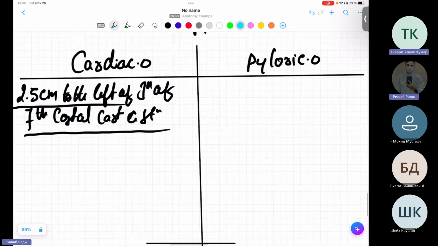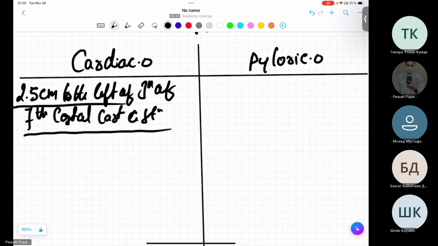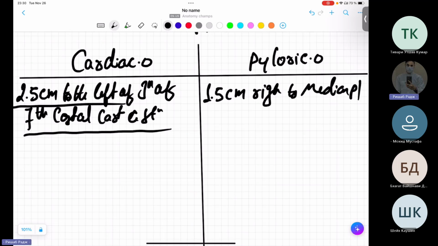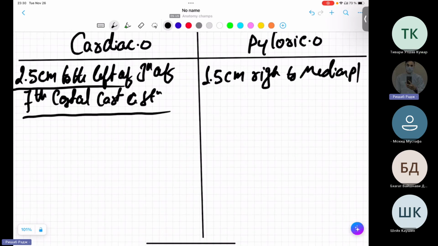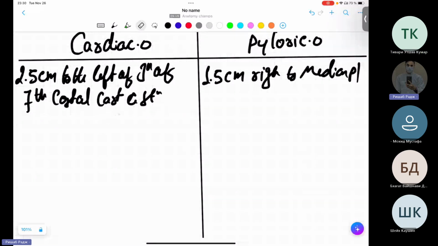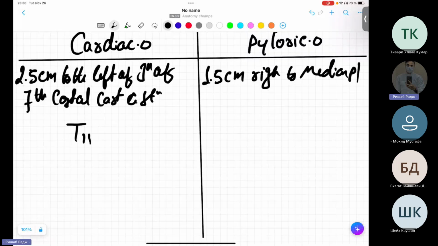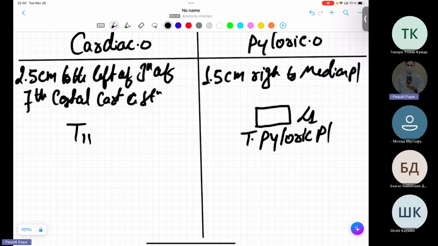Okay, might be some detail, but now you know. What about the pyloric orifice? 1.5 centimeter right to the median plane. Got it? Now you have the vertebral level. At what vertebral level is your cardiac orifice located? This is located at the level of T11, while this is located at the level of the lower border of L1. What was the lower border of L1? This was the transpyloric plane, if you remember.